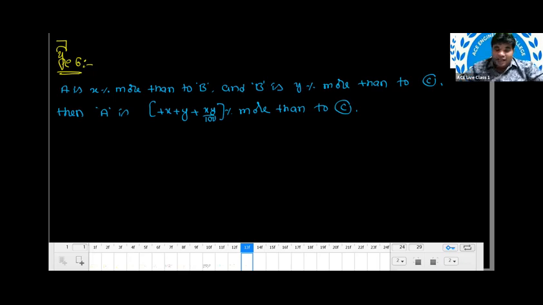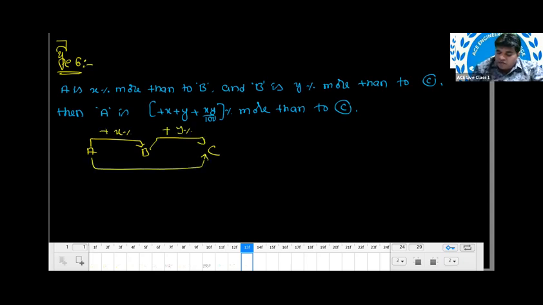Here I gave A to B and B to C. My question is A to C. Look at all of you. A, B and C. A is X percentage more than B, and B is Y percentage more than C. Then what is A? How much percentage more than C? Then the answer is X plus Y plus XY by 100, in brackets with percentage symbol, more than C.